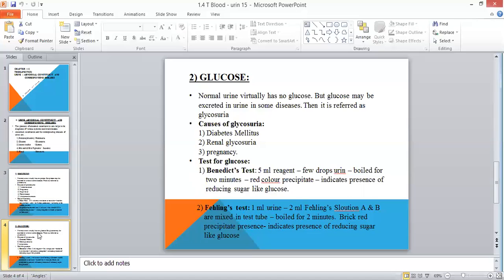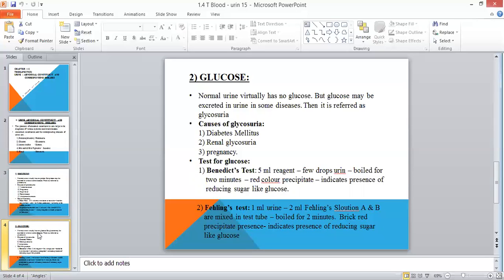The second test is Fehling's test. In this test, 1 ml of urine and 2 ml of Fehling A and B solution are mixed in a test tube and boiled for 2 minutes. Then a brick red precipitate is formed. This brick red precipitate indicates the presence of reducing sugar like glucose.